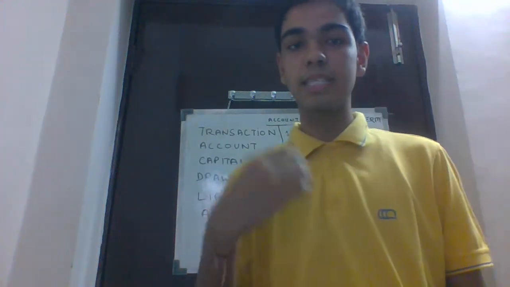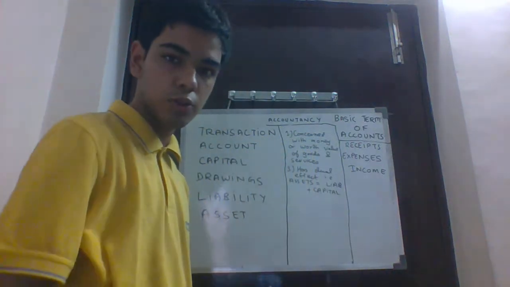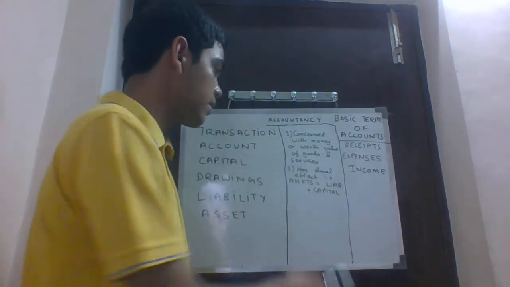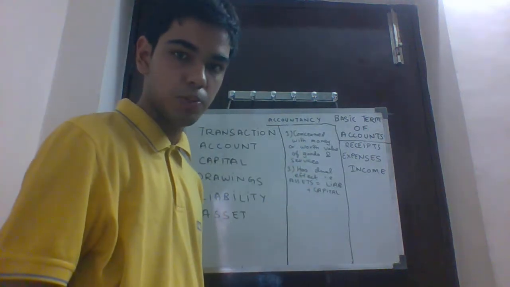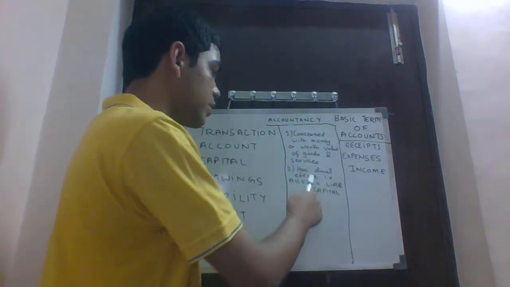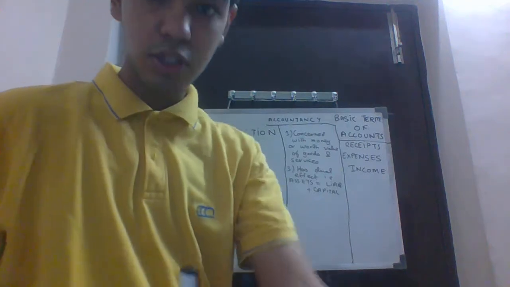Now let me show you an example for this. For example, if I have invested 1 lakh rupees in a business and now I need to purchase a machinery worth rupees 20,000. What will happen? I'll give the 20,000 rupees cash to the seller in consideration of a computer. So my capital will be decreased by 20,000 rupees, and in order to that, assets will be increasing by 20,000 rupees, showing a dual effect. Now this was transaction.